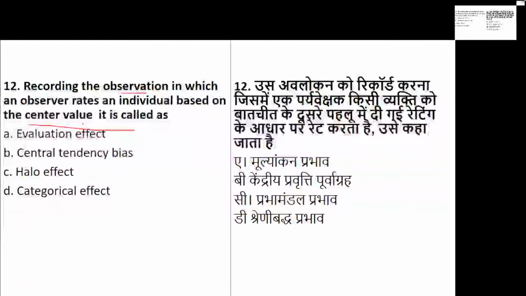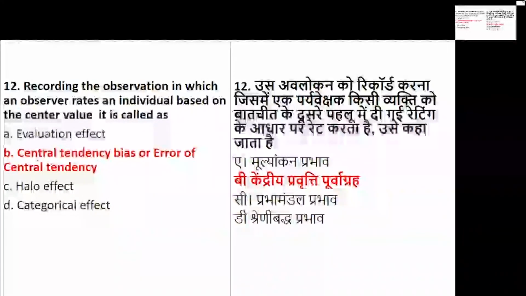You are rating an observer based on center value. So it will be called as what? It will be known as what? Center values. I have even highlighted the keyword. I've even given you the hint. Yes. So something which is recorded or observed based on center value will be called central tendency or error of central tendency. It means you're neutral.